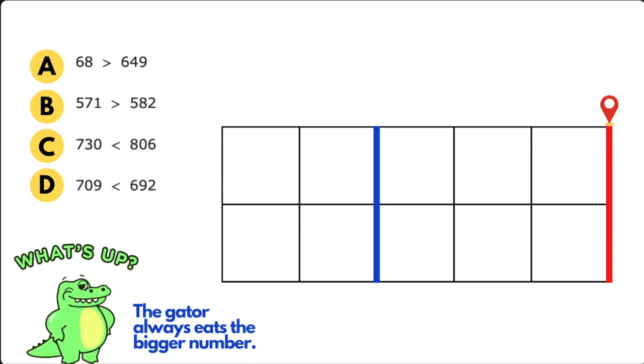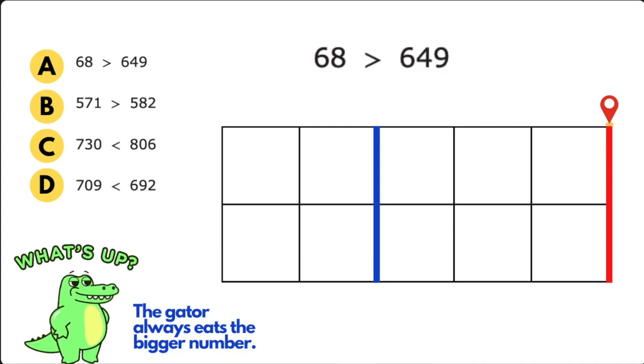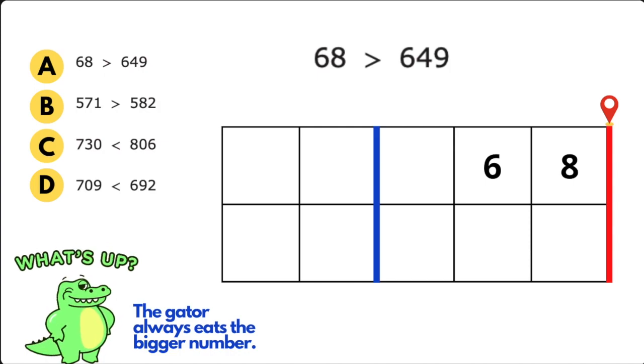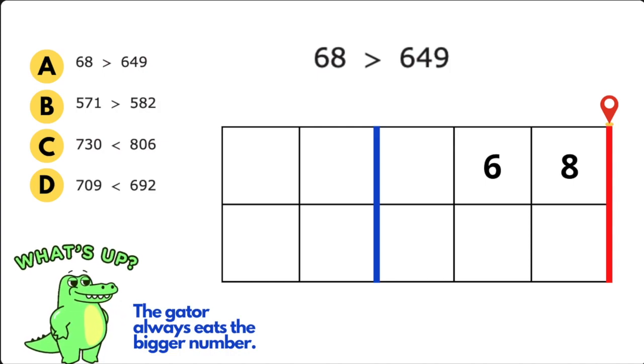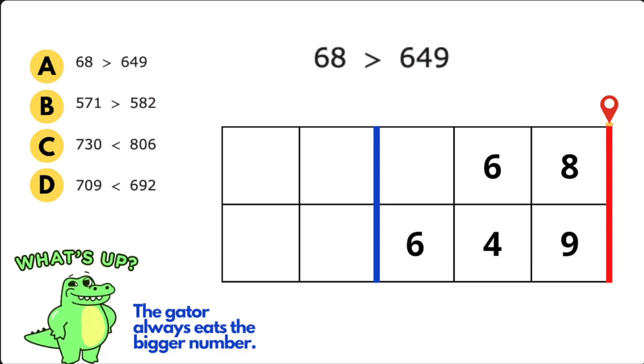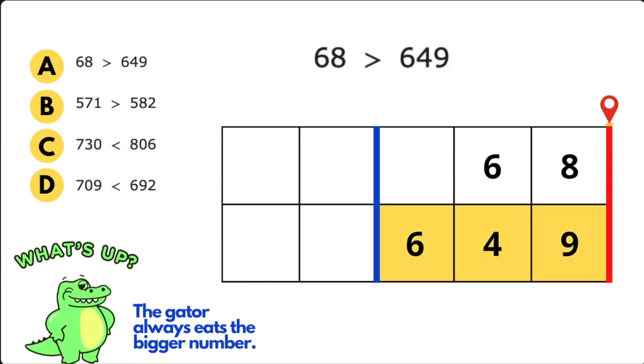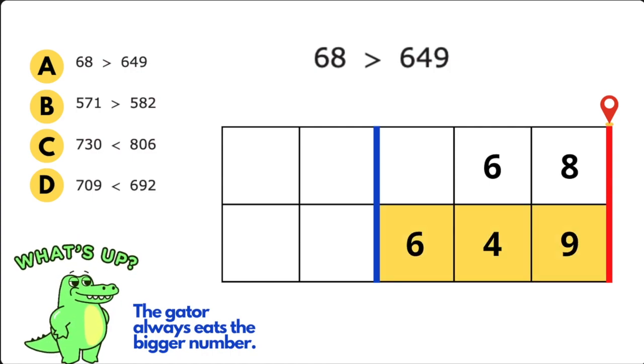So let's pull up our answer choices, and let's start with A and put those numbers into the chart. Our first one is 68 is greater than 649. Let's put our first number, 68, into our chart. You can see it's right next to the red line. It's not up to 1,000, so it won't go past the blue line. Then let's put the other number below it, 649. This one's really easy to see because 649 has a number in the hundreds place. 68 doesn't. It's obviously bigger.